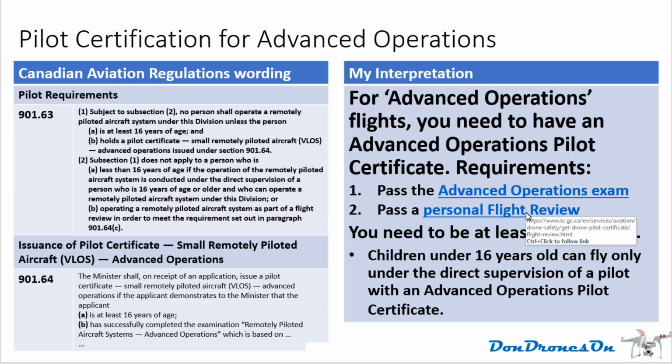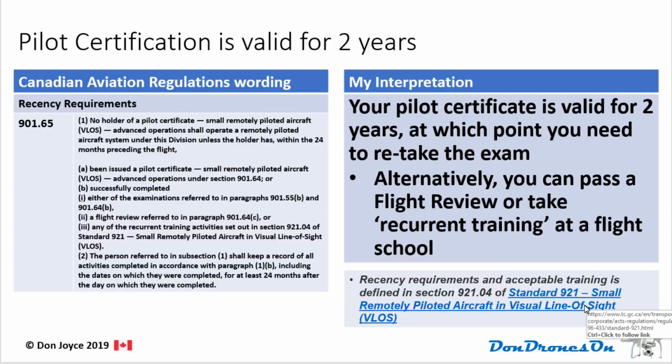Both of those you need to pass in order to get your certificate. Also, you need to be at least 16 years old. Now, if you're less than 16, children under 16, you can still fly an advanced operation flight, but you must be under the direct supervision of a pilot who does have their advanced operations pilot certificate. Your pilot certificate is valid for 2 years.